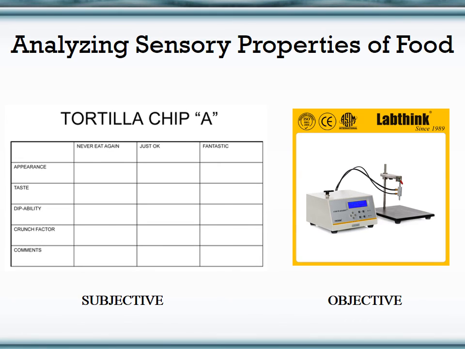When it comes to testing these sensory properties, there are 2 different ways that we can do it. One is subjective and one is objective. Objective evaluations include the measurement of the thickness of a food, the pH or the acidity of food, the color of food, and a variety of other methods that are not related to actually putting the food in our mouths.